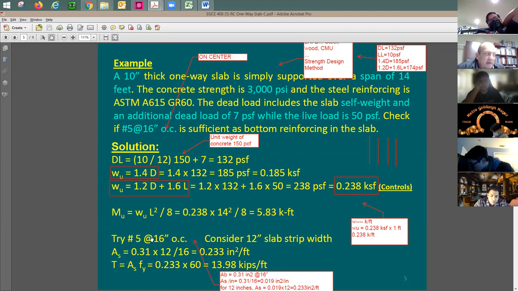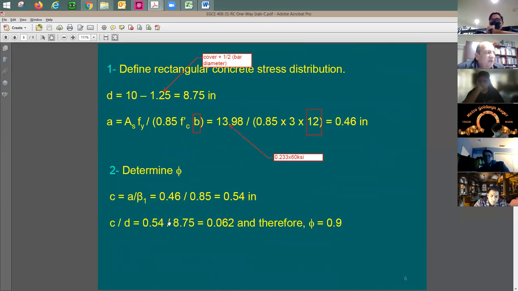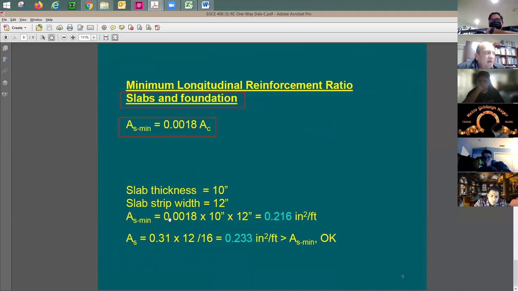And what I said, how would you start with this number here? Why would you do number 5 at 16? Why don't you do number 5, let's say, at 14 inch, or number 4 at 16 inch, or number 4 at 12? What I said is start with the minimum reinforcement. You remember the minimum reinforcement here? Put the minimum reinforcement based on the combinations I gave you. Number four or number five, the spaces gave you 16, 14, 12.